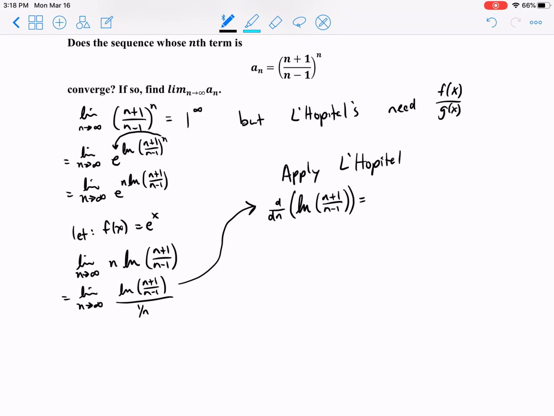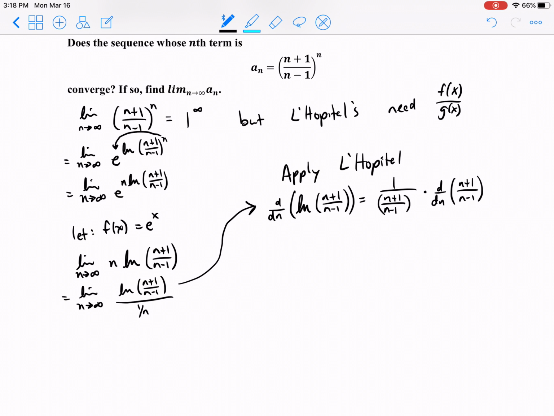And when we do that, we get 1 over n plus 1 over n minus 1 times the derivative of what's on the inside. So that's outer and then inner. So times the derivative of what's on the inside, which I'm just going to go ahead and write as d/dn of n plus 1 over n minus 1.